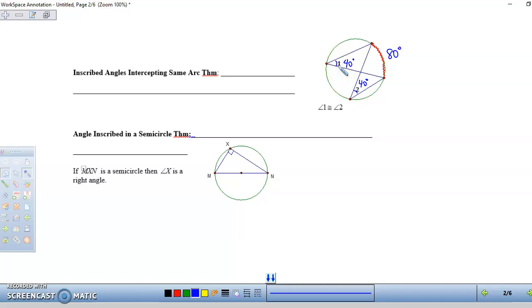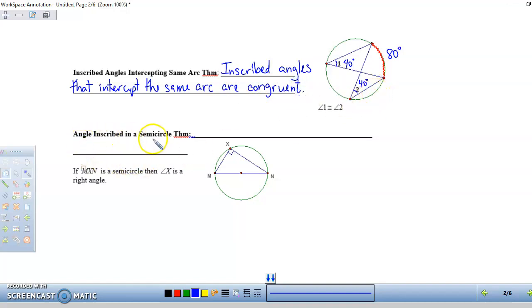So it's pretty straightforward on why this works, but the actual theorem is: inscribed angles that intercept the same arc are congruent. And I went through that example and talked you through why.